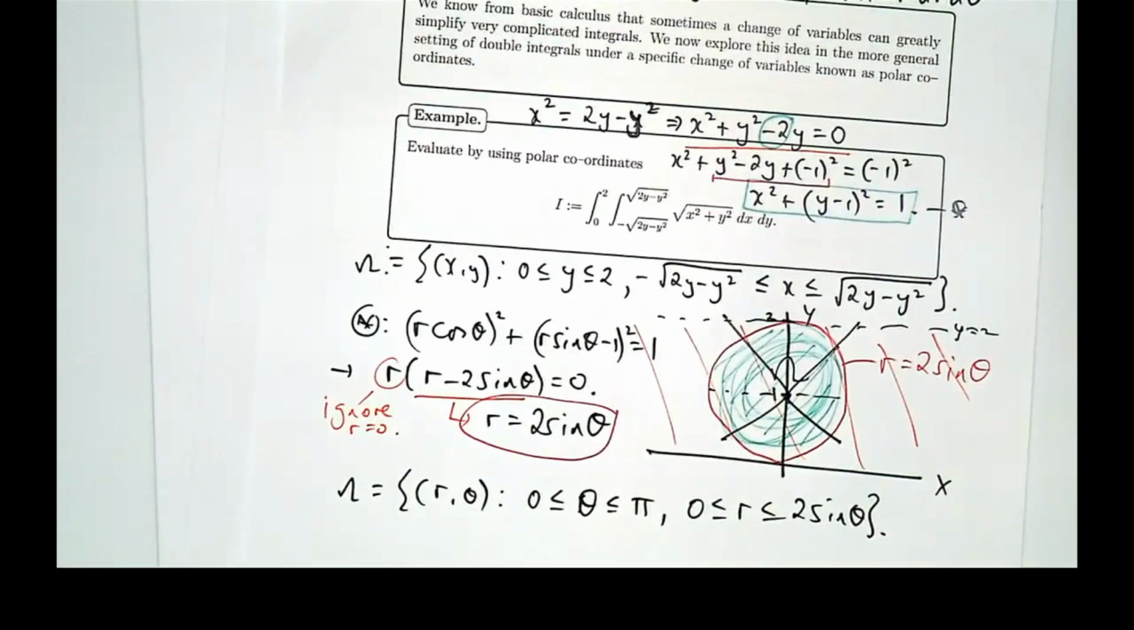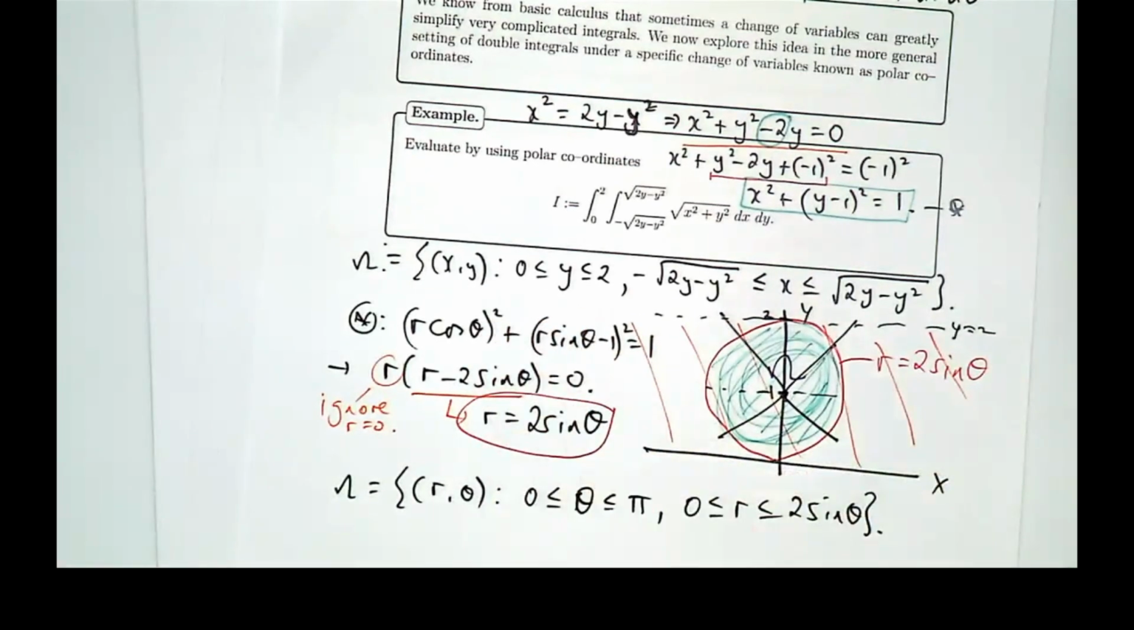Where did the cos go? Cos squared plus sine squared equals 1. So there's a question on how to go from here to here, to simplify it: you're using cos squared plus sine squared equals 1. Okay, that's it. So what does our integral look like?